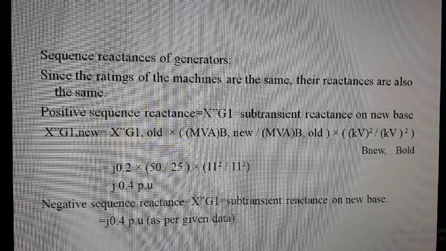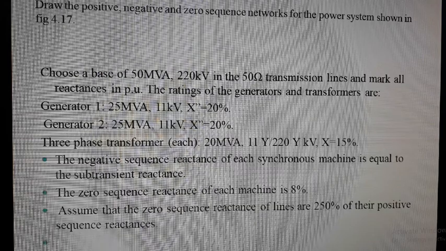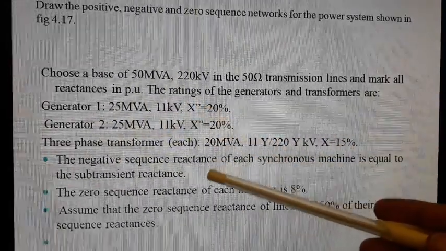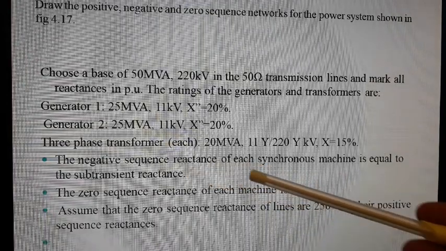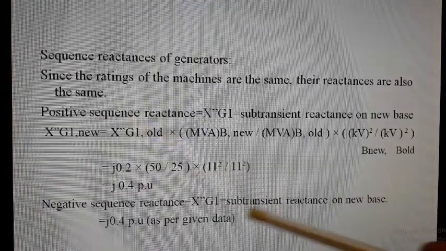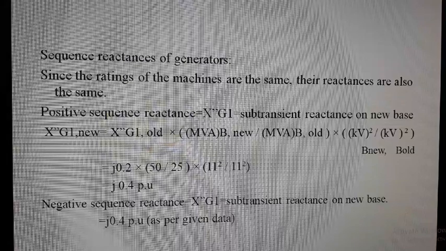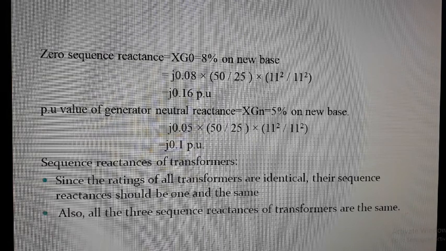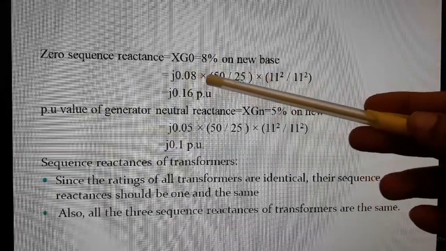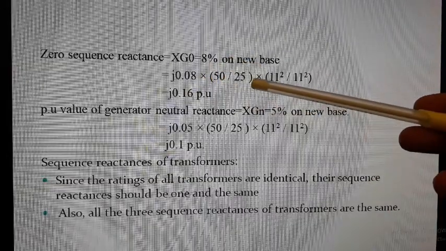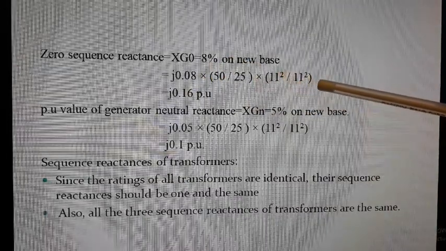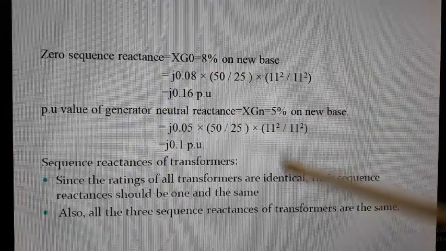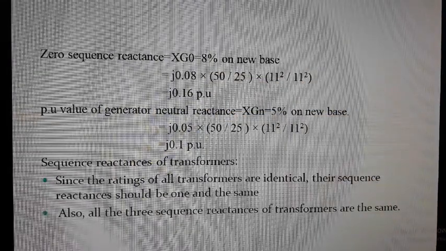Now the negative sequence reactance, that is the same as the positive sequence. As given here, generator 1 positive and negative sequence reactance are the same. Therefore the negative sequence reactance is also j0.4 per unit. Next, the zero sequence reactance for all the elements is 8% on the new base. How to find it for 8%: j0.08 into new MVA base divided by old base and old kV base square by new. So substituting we get the zero sequence reactance.